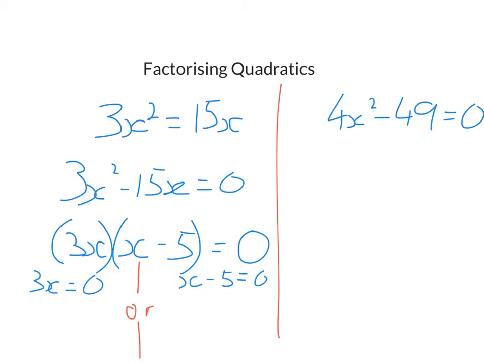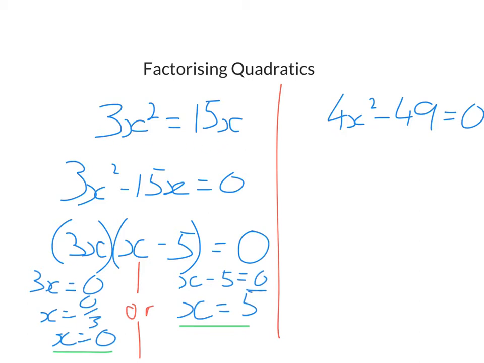If 3x is equal to 0, we can divide both sides by 3. So we get x is equal to 0 divided by 3, or x is equal to 0. That's one of our possible answers, so we can just underline that. Now looking at the other side, if x minus 5 is equal to 0, we can bring our 5 over to the other side and we get x is equal to 5. That's a second possible answer for that question.